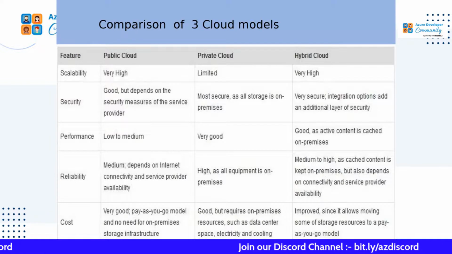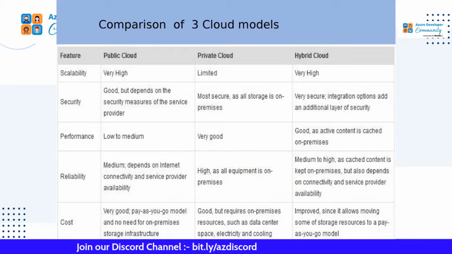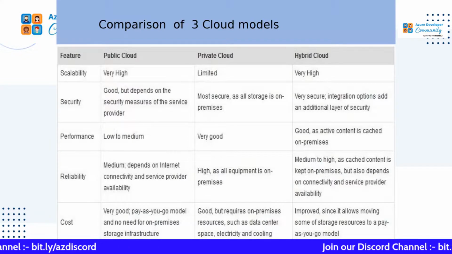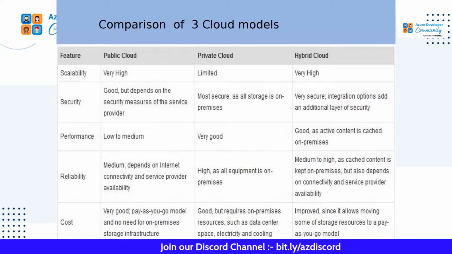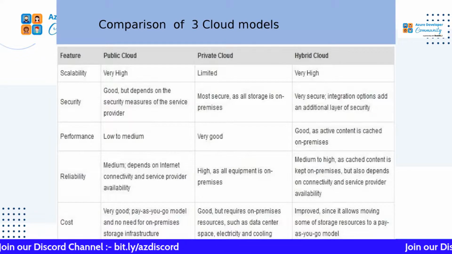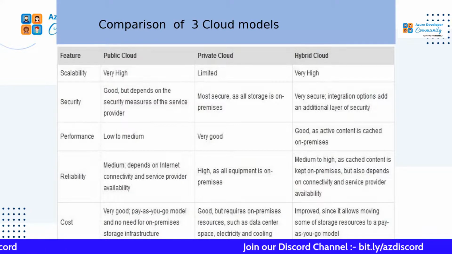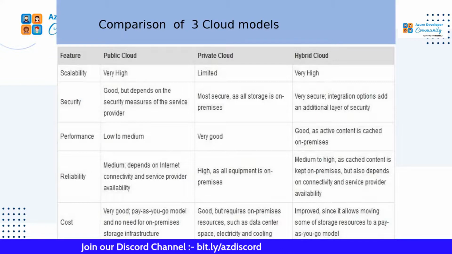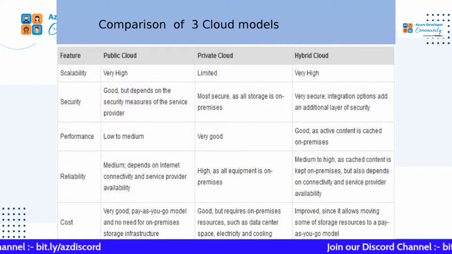Security is good in public cloud, but it also depends on the security measures and services of the providers, what is provided by the cloud provider to the customer. In private, most of the security and storage is done on premise, so there's nothing to worry about. When you come to hybrid, it's very secure. You have an additional layer of security, so there's nothing to worry about for security in hybrid.